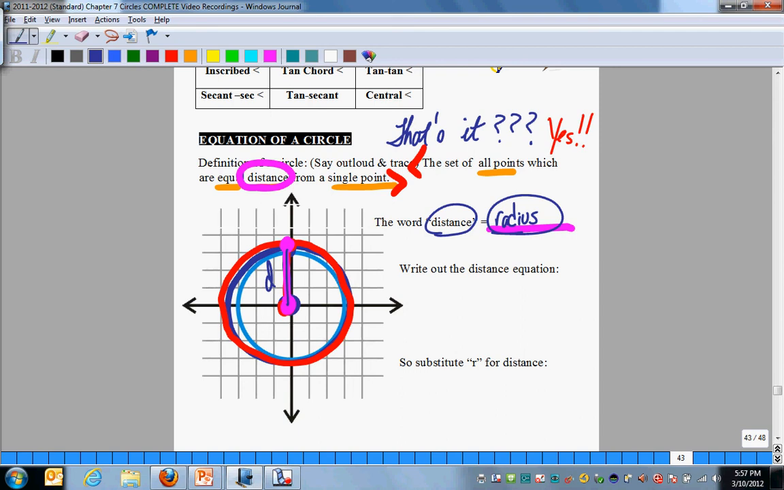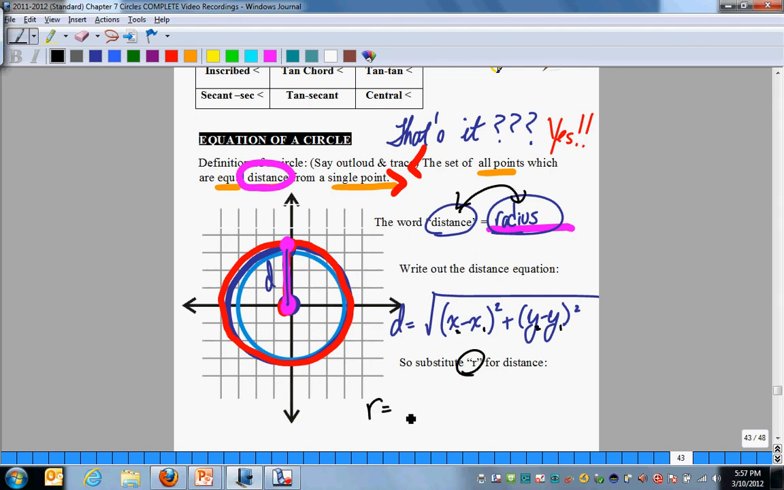Let's write out the equation for distance. This is from previous lessons. Distance is giant square root, subtract the x's squared, plus subtract the y's squared. Technically, it's x2 minus x1 squared, plus y2 minus y1 squared. As I've said in the past, it doesn't matter which one's the first and second point, as long as you subtract the same way each time. So we're going to interchange radius for distance, so we're going to substitute r for distance here.